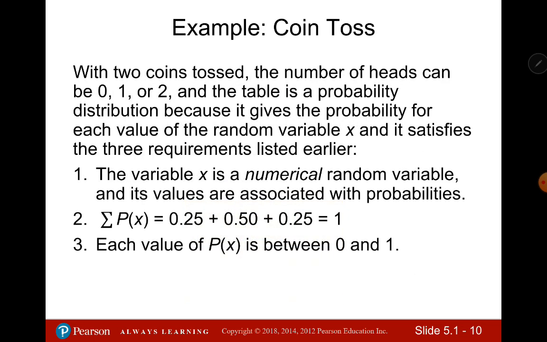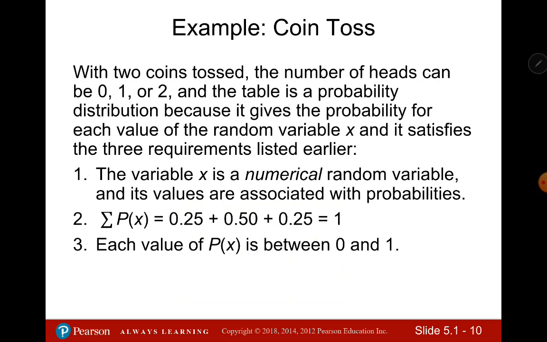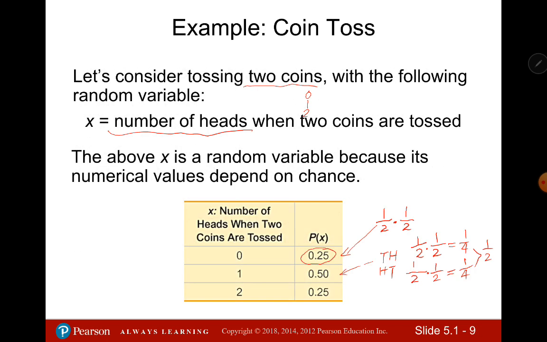Now we test if this table satisfies all of the three requirements. First, we check if this x is a numerical random variable. So we have 0, 1, 2. They are numerical, right? They are numbers. Second, we check that each value has a corresponding probability. So that's the first requirement.